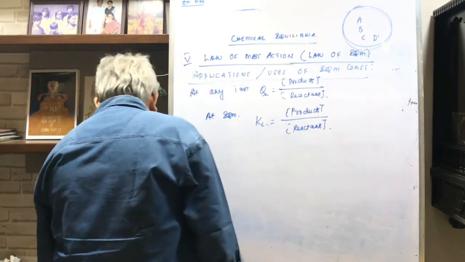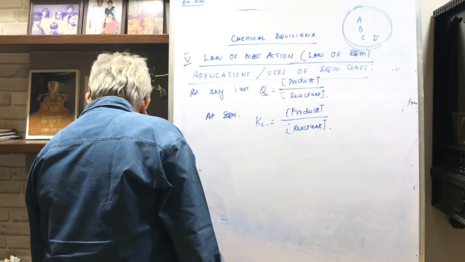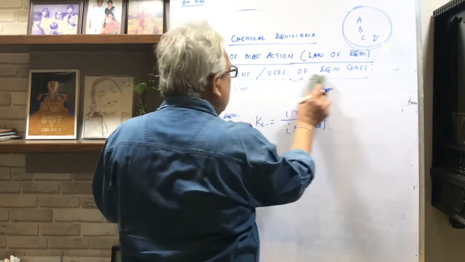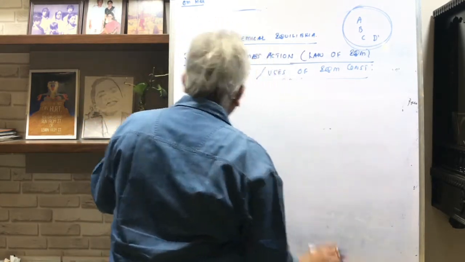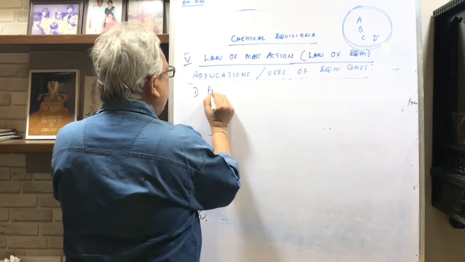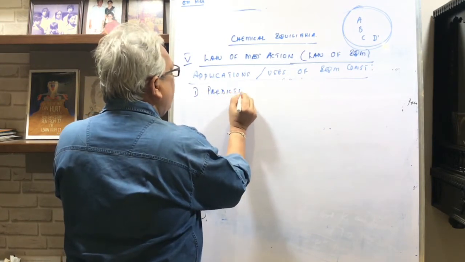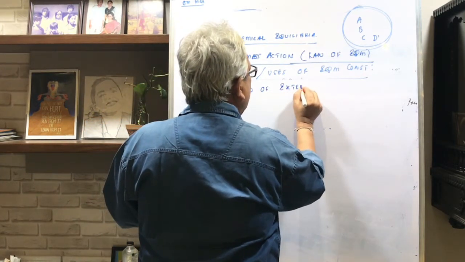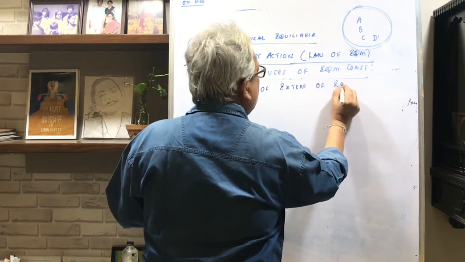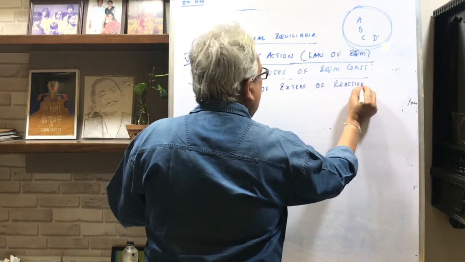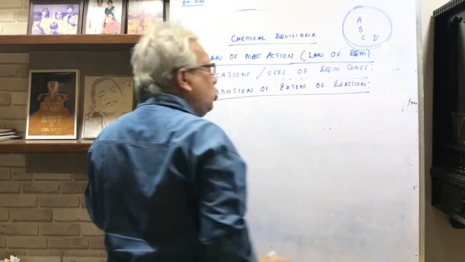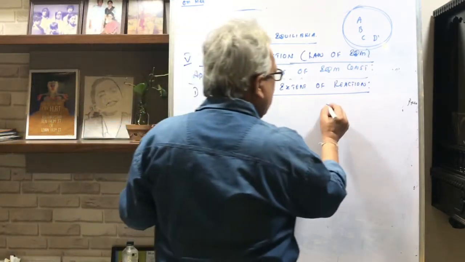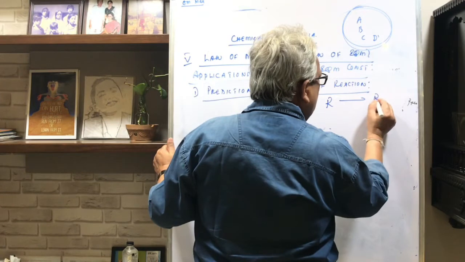Now, first and foremost thing, there are two applications we'll be doing. The first one, the prediction of extent of reaction. Now, my point is this, that is, to what extent a reactant will give product or product will give you reactant. So suppose there is a reaction in which the reactants are giving you products and there is an equilibrium.